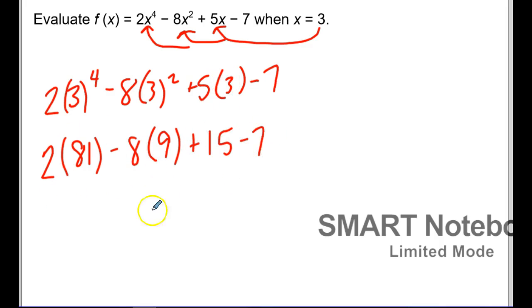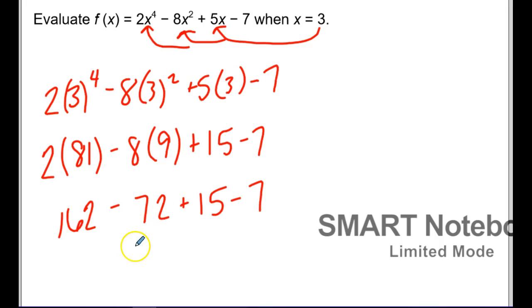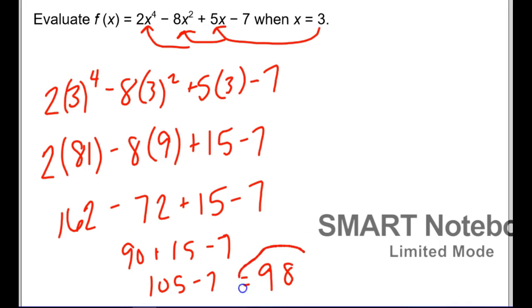I just always want to do these one step at a time. So now I can multiply 2 times 81, which is going to give me 162, minus this 8 times 9 is 72, plus 15, minus 7. Well, so now I see 162 minus 72 would give me 90, plus 15, minus 7. 90 plus 15 is 105 minus 7. And 105 minus 7 would give me 98. So now that I've completely evaluated it, this is my final answer. When x equals 3, my function f of x equals 98.